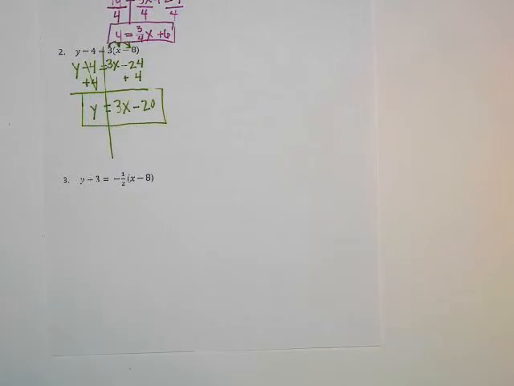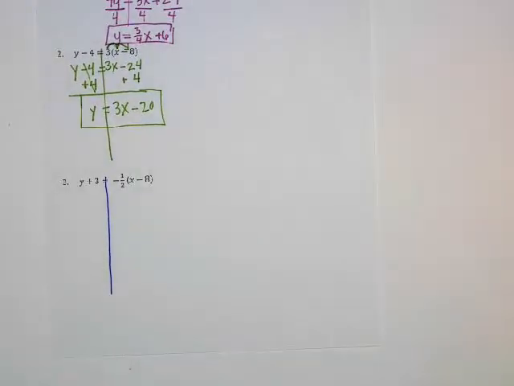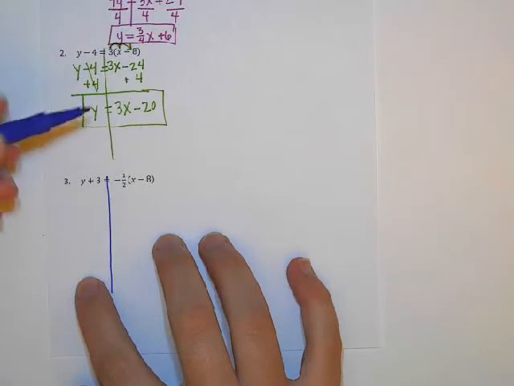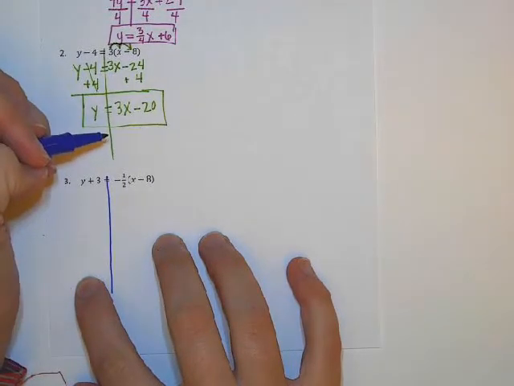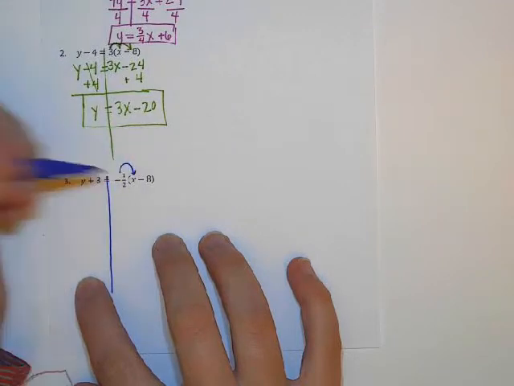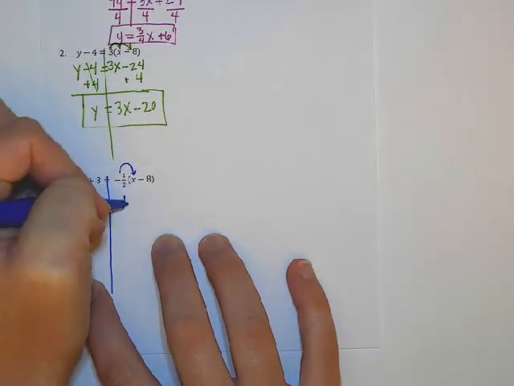Okay, number 3. Draw your line. What's different about number 3? A fraction. Does that mean I'm going to do anything different? No. Okay, so where do I start? Parentheses, and what's that word I'm trying to get you to say? Distribute. Okay, so I'm going to distribute the negative 1/2. Negative 1/2 times x? Negative 1/2 x.